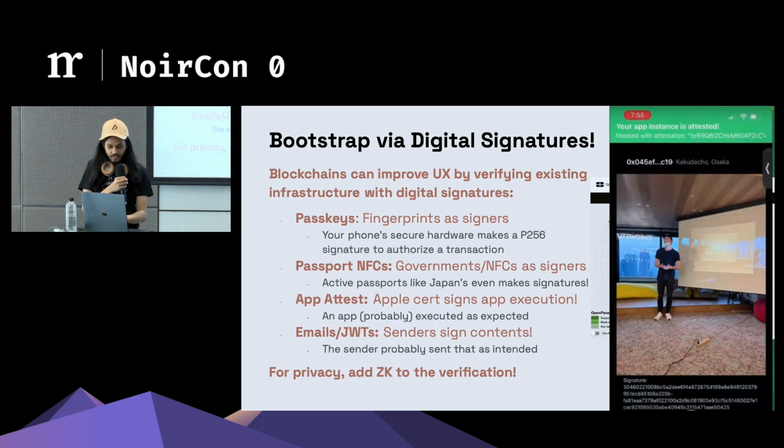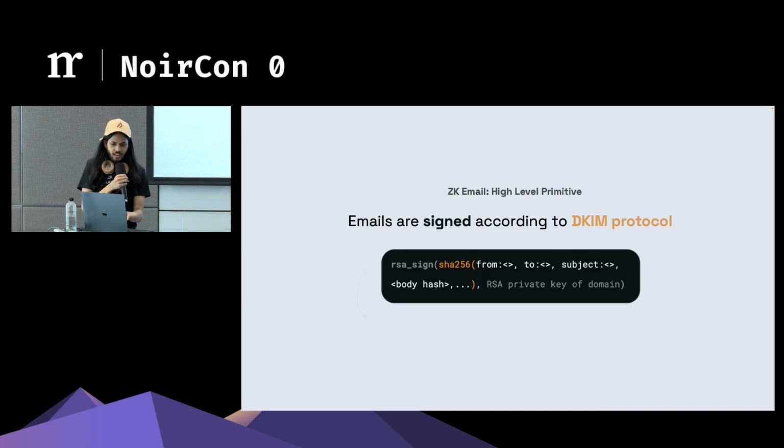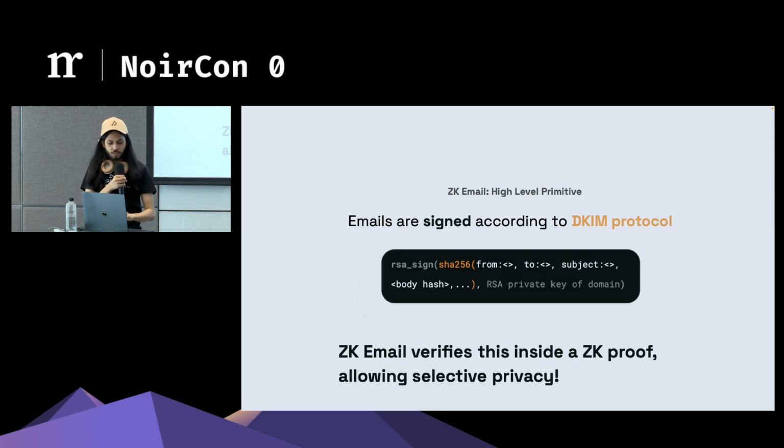And of course, emails. And so where is the signature in emails? You guys mostly know this, but all emails have a signature on them, which is the RSA signature of the SHA-256 of the contents. You can prove that within ZK, and that's ZK Email.